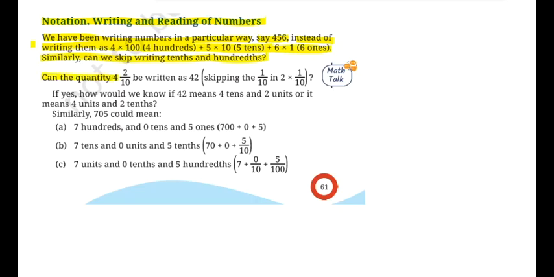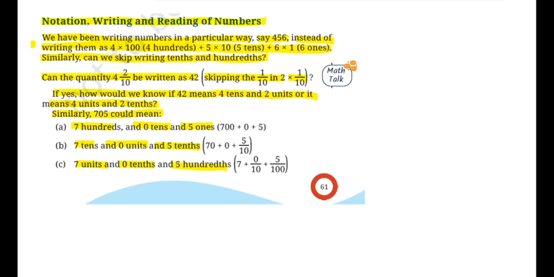Can the quantity 4 and 2 tenths be written as 42, skipping the 1 by 10? If yes, how would we know if 42 means 4 tenths and 2 units, or it means 4 units and 2 tenths? Similarly, 705 could mean 7 hundreds, 0 tens and 5 ones, 7 tens, 0 units and 5 tens, or 7 units, 0 tens and 5 hundreds.